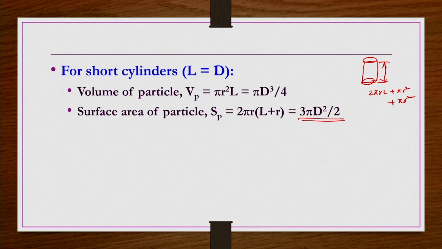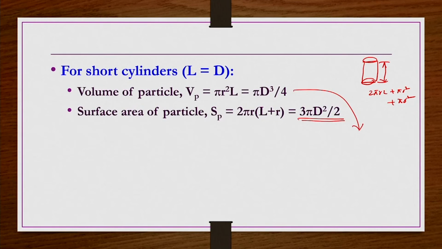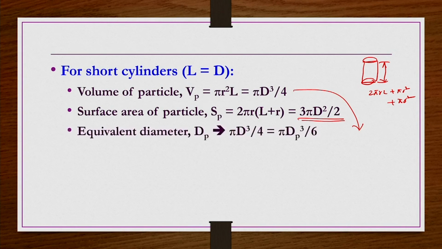Now, the nominal diameter of the particle we have to find out. The volume of the particle we have to equate to the volume of a spherical particle whose size is dp, and that volume of the spherical particle is equal to the volume of the particle. Then we get the equivalent diameter dp equal to 1.1447 d, that is, pi d cube by 4 is equal to pi dp cube by 6. So, from here you get dp as 1.1447 d. So, this is the reason.